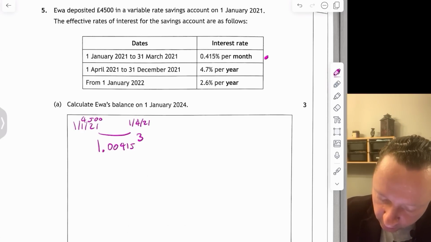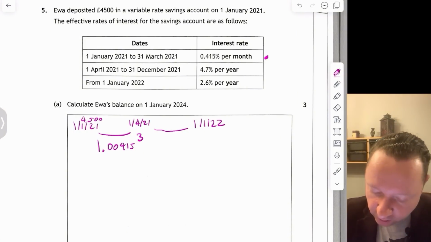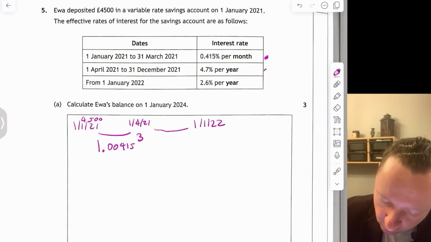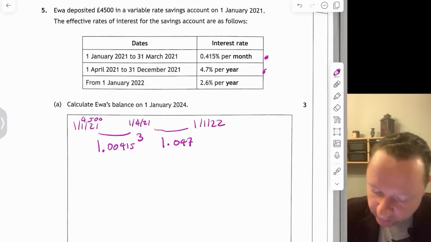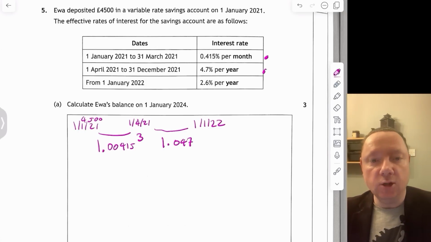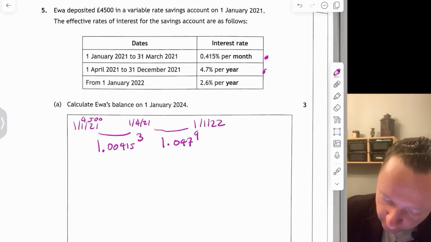So I'll move on to the next one. From the 1st of April, I need to go up to the 31st of December, the 1st of January, and that is 1.047, 4.7%. And the power this time is, well, that's 9 months: April, May, June, July, August, September, October, November, December. 9 months, but that's per year, so 9 out of 12.